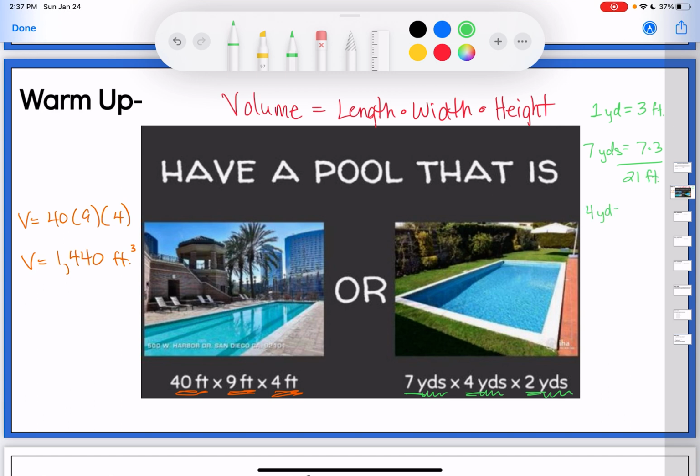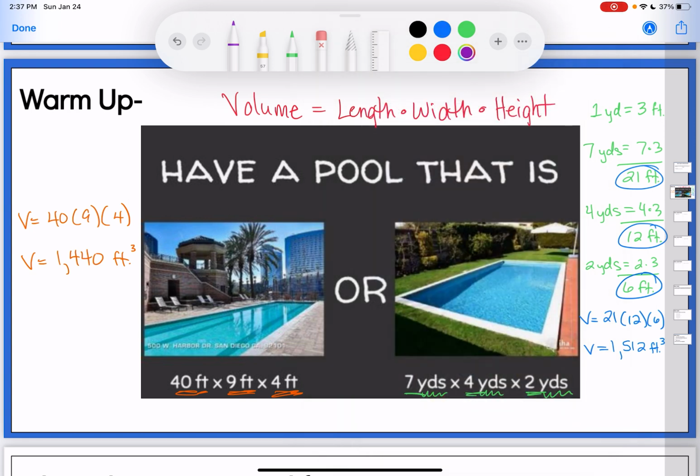4 yards equals 4 times 3, which is 12 feet. And 2 yards would equal 2 times 3, which is 6 feet. So in order to find my volume and be able to compare them, I'm going to multiply those three numbers. So the volume for this one would be 21 times 12 times 6. Or in that case, it would be 1,512 feet cubed.